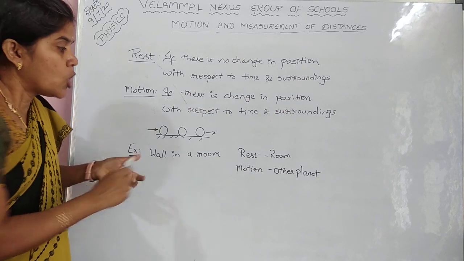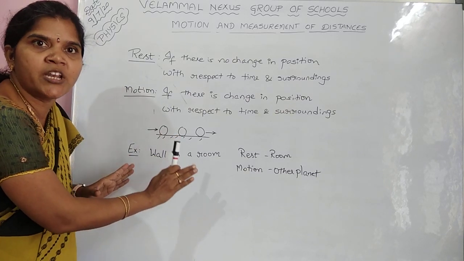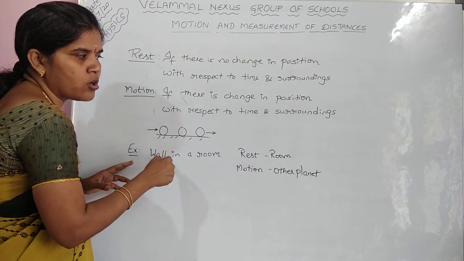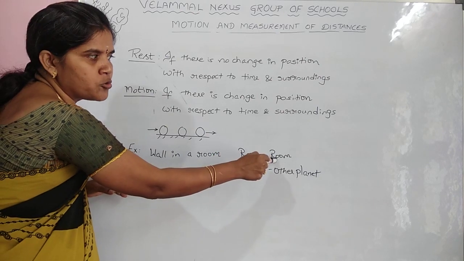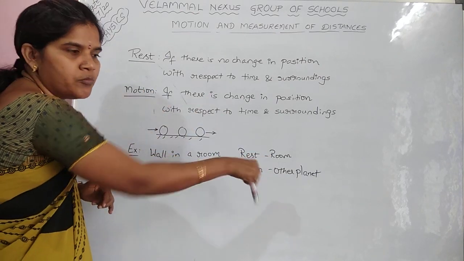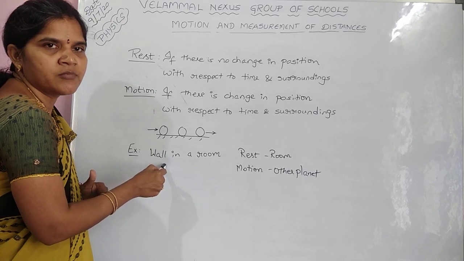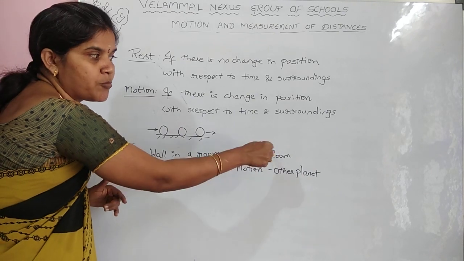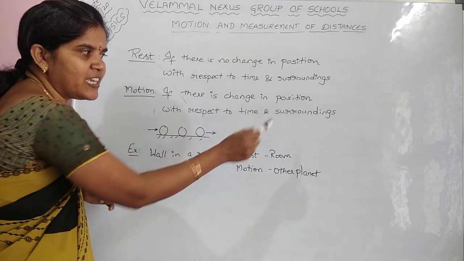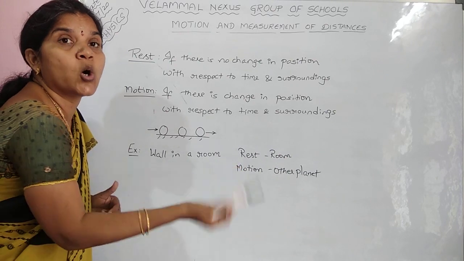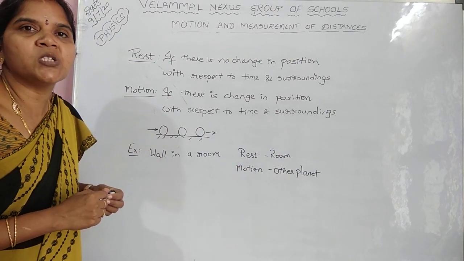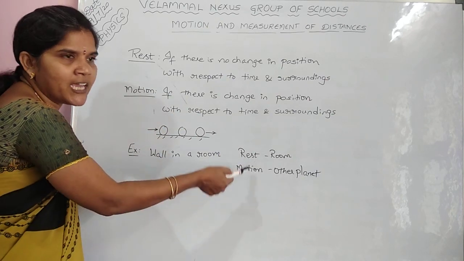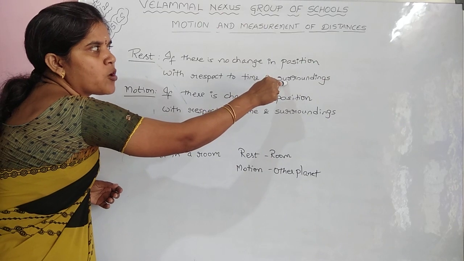Listen children, the object is not changed. It is the wall in a room only, I am saying. Only the surroundings changed. With respect to the room, that means with respect to me in the room, the wall is in rest position. When I am on another planet, the surroundings changed from room to planet. With respect to me on the other planet, the wall is moving along with the earth. Is it clear children? That means the same wall may be in rest position, may be in motion, depending upon the surroundings we have taken.